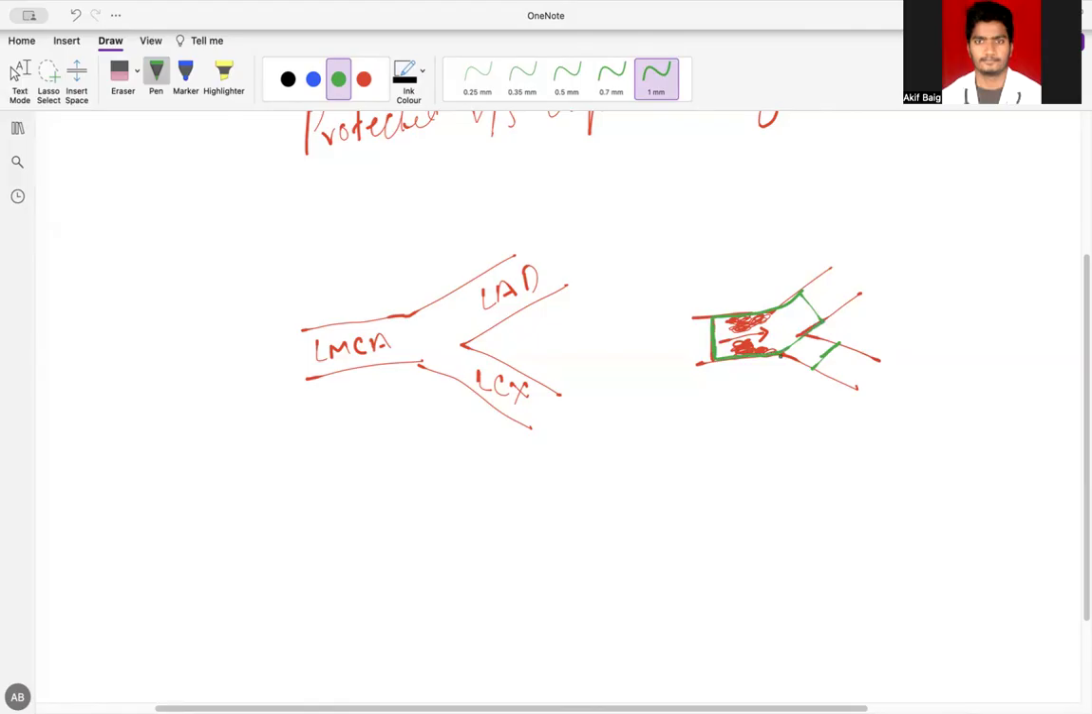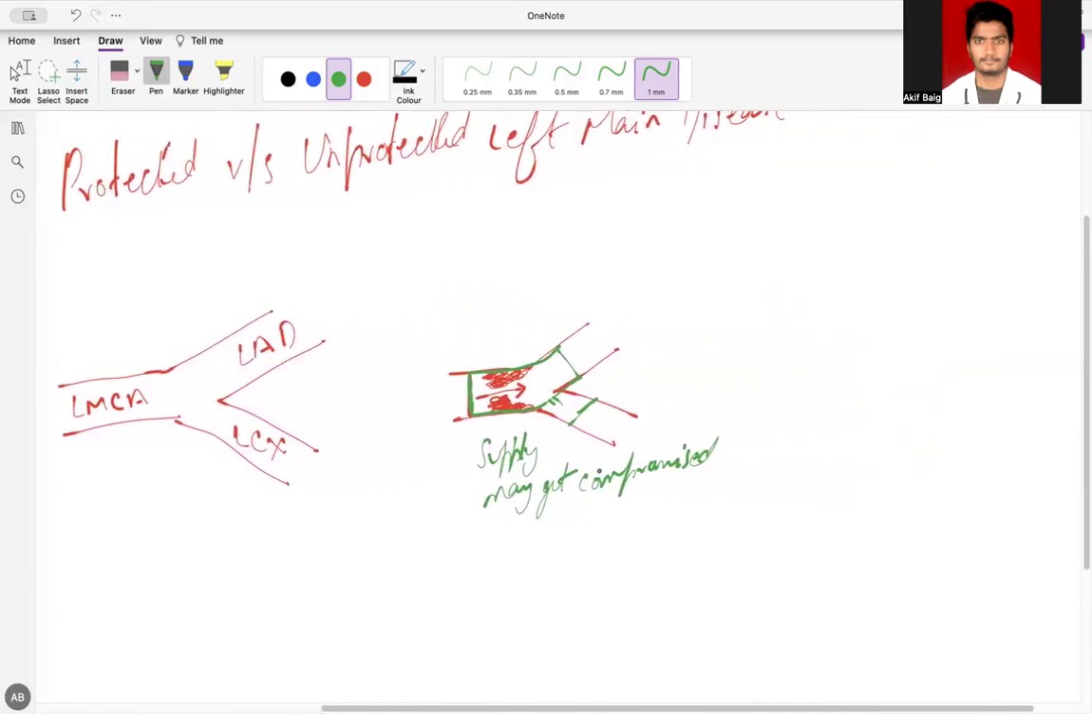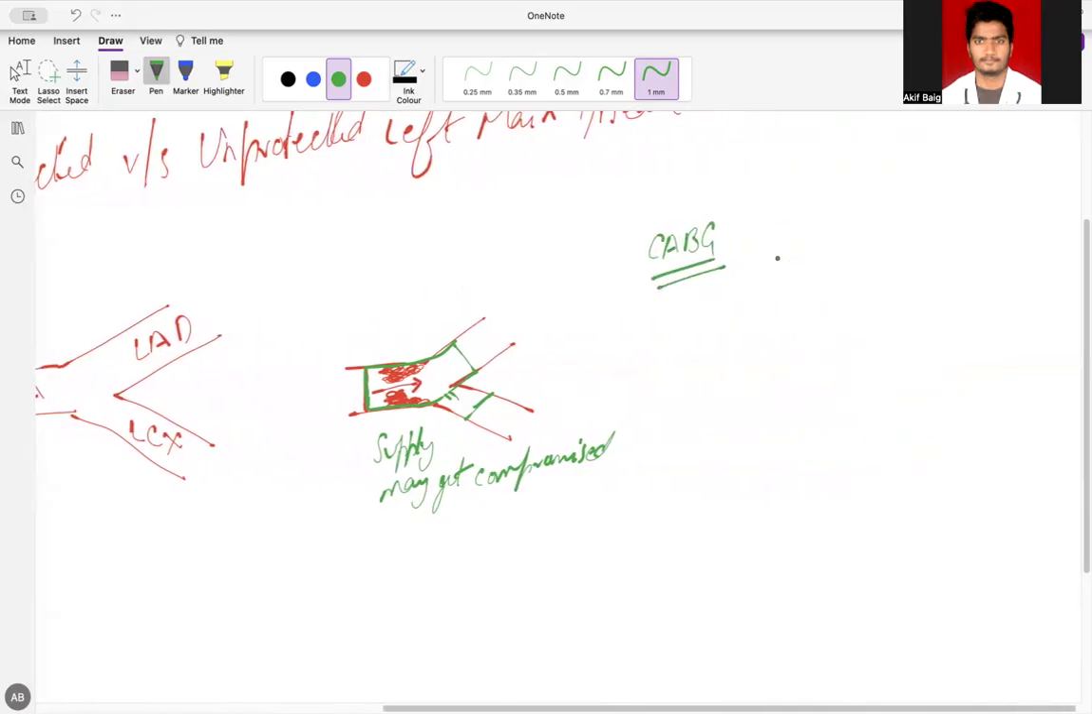When you put a stent here, because this is all metal here, there is a high chance that this left circumflex artery supply may get compromised. So for these things, we need to know what is protected versus unprotected. Protected means, suppose a patient has a CABG, has undergone a coronary artery bypass graft.